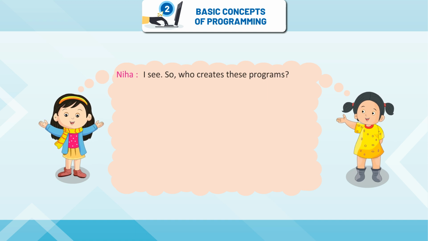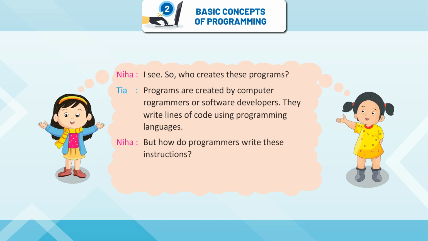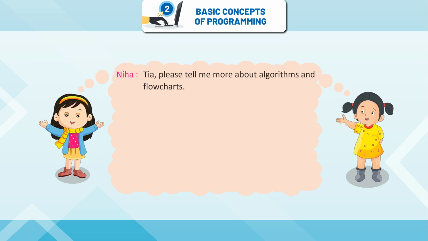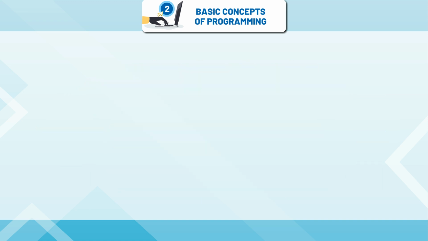Neha: I see. So, who creates these programs? Tia: Programs are created by computer programmers or software developers. They write lines of code using programming languages. Neha: But how do programmers write these instructions? Tia: Programmers use a combination of algorithms and flowcharts to design these instructions. Neha: Tia, please tell me more about algorithms and flowcharts. Tia: Okay Neha, let's get started.